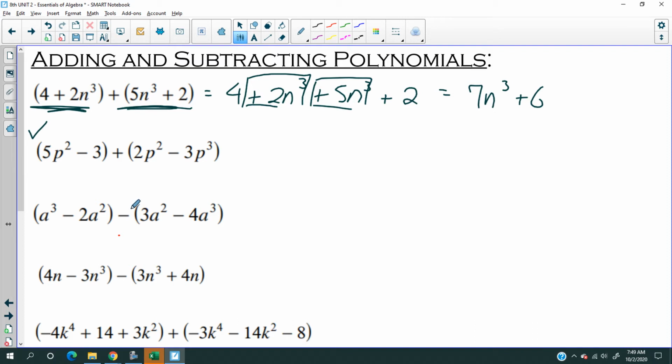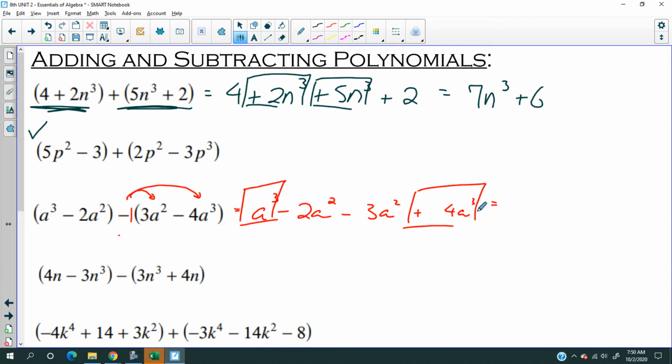Why? Because you're distributing a -1, so that means all the signs inside are going to change. So we really have to be good students here and rewrite. That's -3a squared, right? -1 times 3a squared is -3a squared. And then, careful here, -1 times -4 is positive, positive 4a to the third. Let's see, combine like terms.